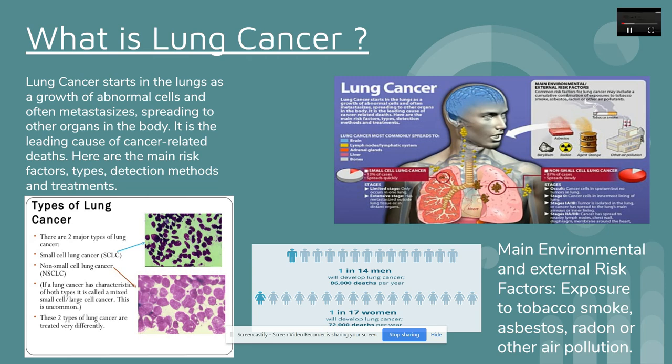That is lung cancer. Lung cancer starts in the lungs as a growth of abnormal cells and often metastasizes, spreading to other organs in the body. It is the leading cause of cancer-related deaths. Here are the main risk factors, types, detection methods, and treatments. Main environmental external risk factors are exposure to tobacco smoke, asbestos, radon, or other air pollution.